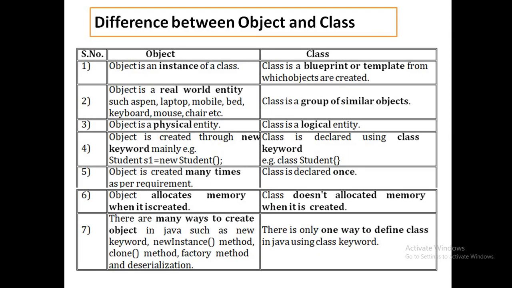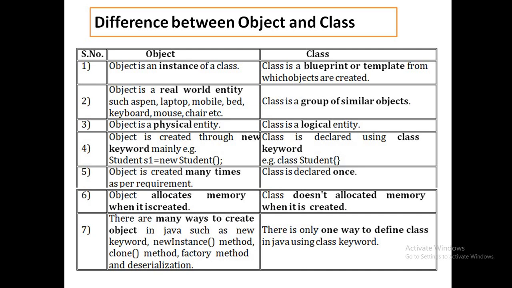Difference between object and class. Object is an instance of a class, whereas class is a blueprint or template from which we can create objects. Object is a real world entity such as pen, laptop, mobile, bed, keyboard, mouse, chair, etc. And class is considered to be as a group of similar objects. Object is a physical entity, whereas class is a logical entity. And object is created using the keyword new, and class is created using the keyword class.